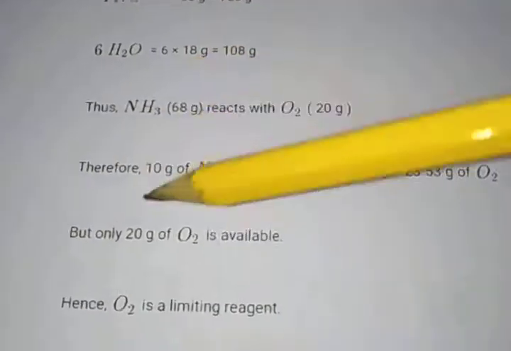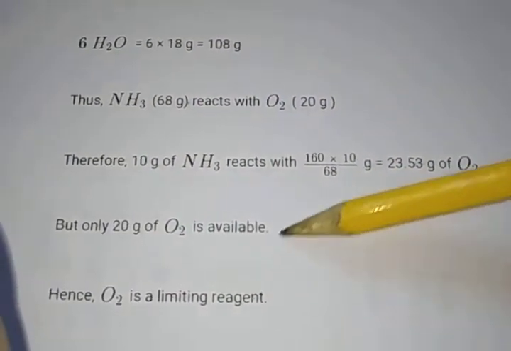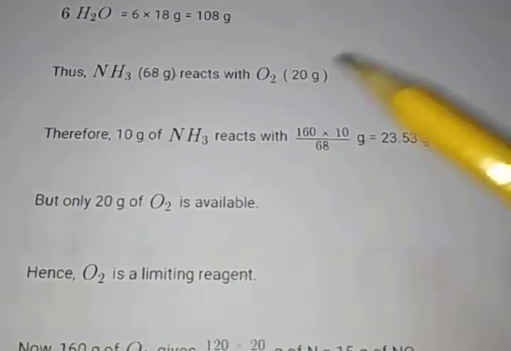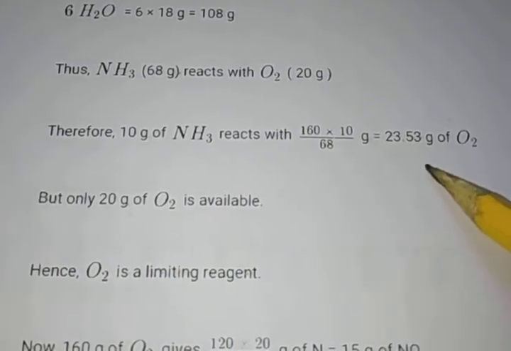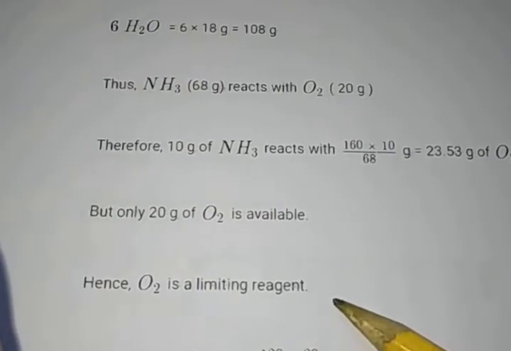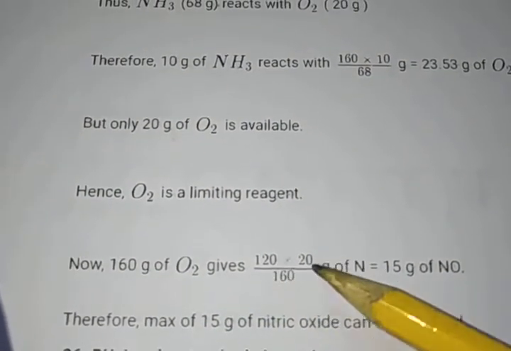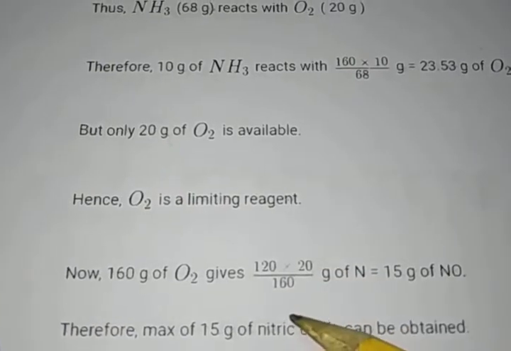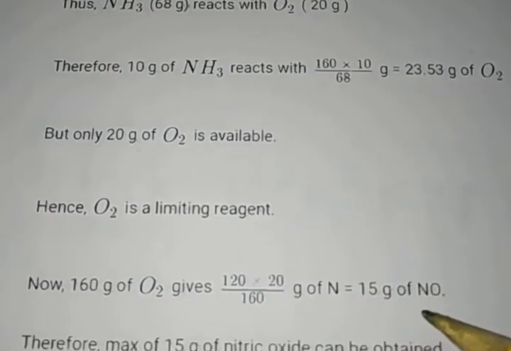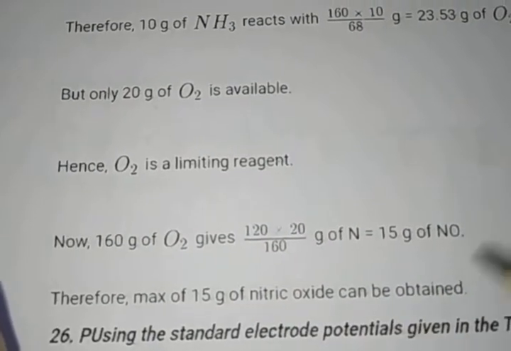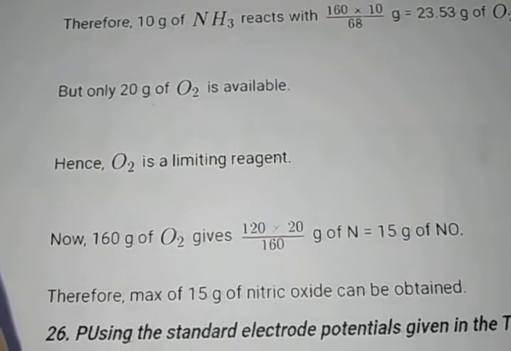But how much O2 is available here? 20 gram only, not 23.53. So O2 is the limiting reagent. So 160 gram of O2 gives 120, so 120 multiplied by 20 upon 160 is equal to 15 gram of NO. So 15 gram of nitric oxide can be obtained.